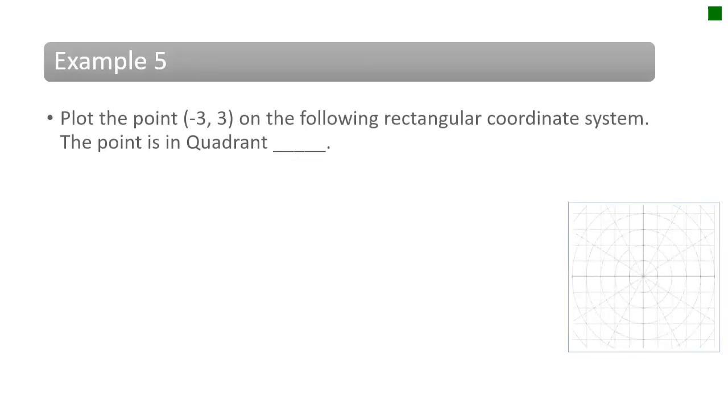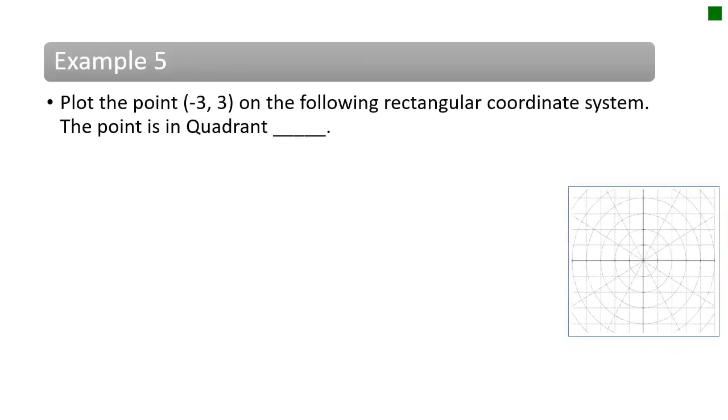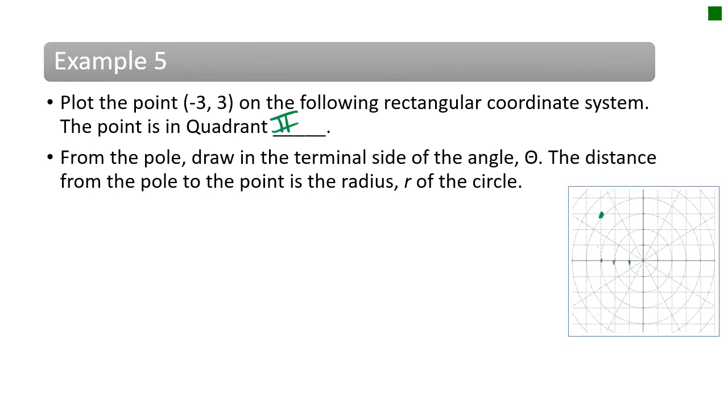All right, let's keep on going with this. If we were asked to plot the point negative 3, 3 on the following rectangular system, negative 3 and then 3, so we're right here. So we're in quadrant 2. From the pole, draw in the terminal side of the angle theta. The distance from the pole to the point is the radius of the circle. We'll draw our pole right there. So there's our radius.